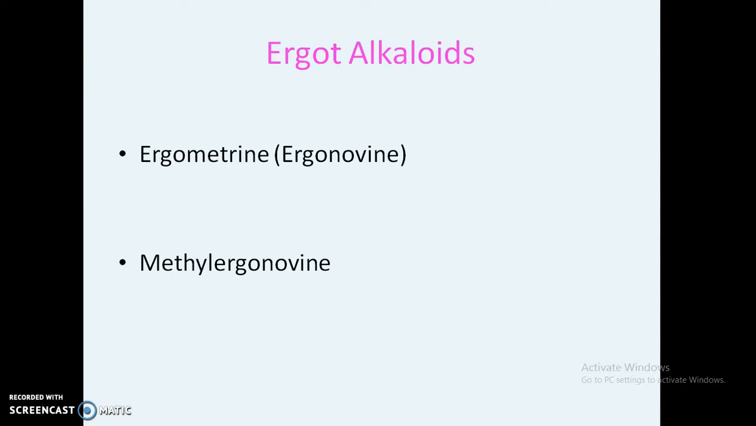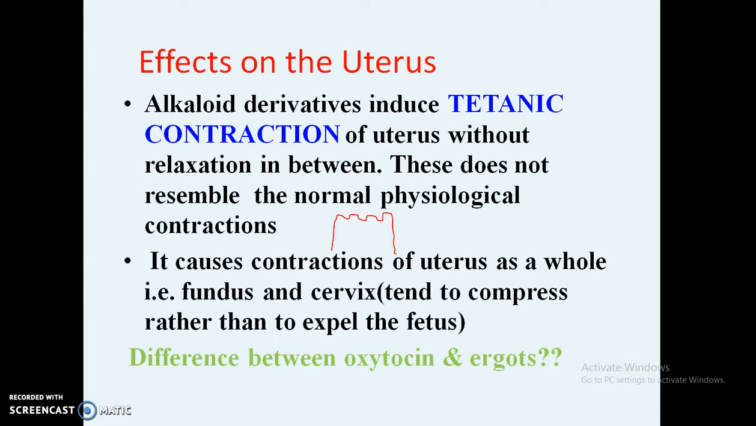Coming to the ergot alkaloids, examples are ergometrine and methylergonovine. The effect of these ergot alkaloids on the uterus is that they induce tetanic contractions of the uterus without relaxation in between, and these do not resemble the normal physiological contractions. As you can see here, there is only contraction without interruptions of relaxation, and it will not only cause the fundus to contract, it also contracts the cervix part. So this is the major difference between oxytocin and ergots.